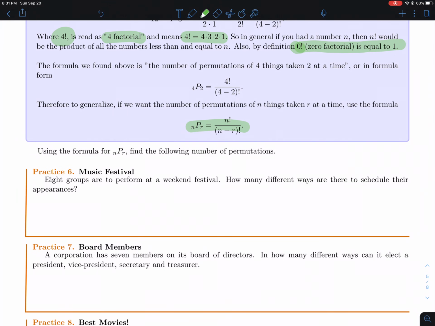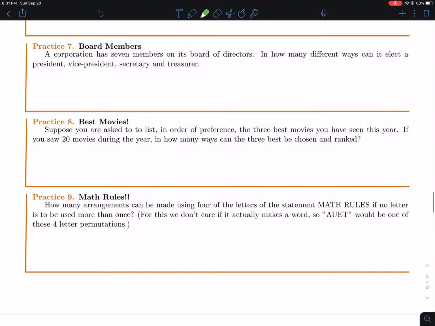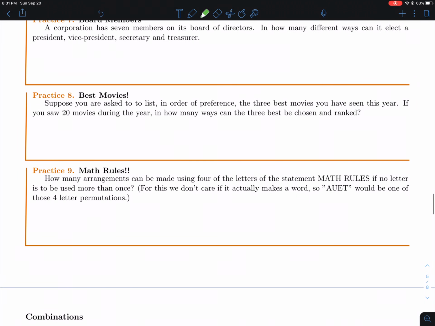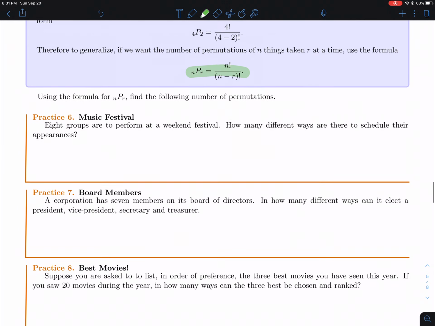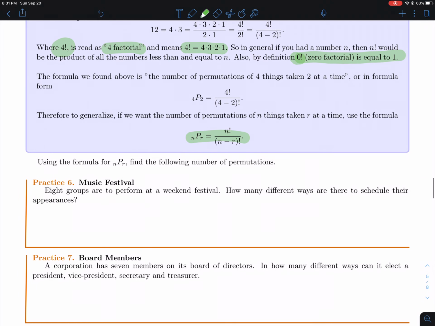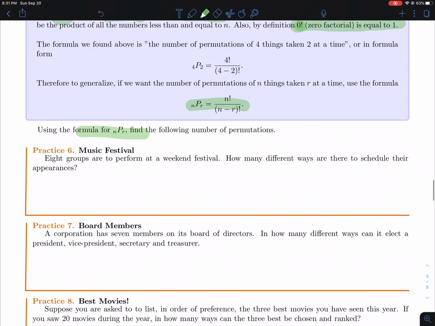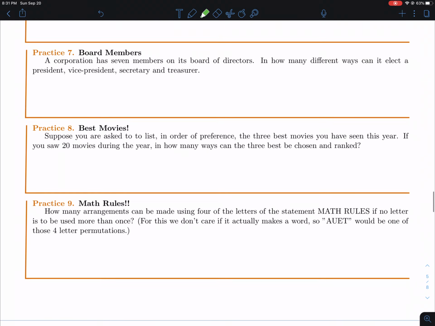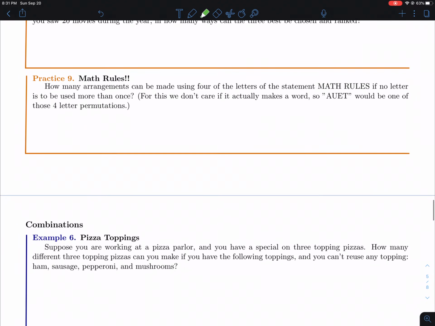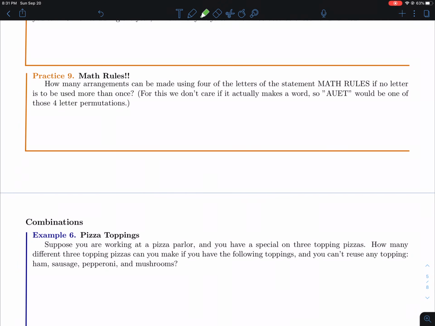With that in mind, try practice 6, 7, 8, and 9 on your own. These are all nice little permutation problems. You don't have to use the formula. Even though I said use the formula, I don't actually want you to use it. What I meant is either use the box method, like I like to call it up here, or use the calculator and type it in. Do those 4, and when you're done, come on back and we'll talk about combinations.